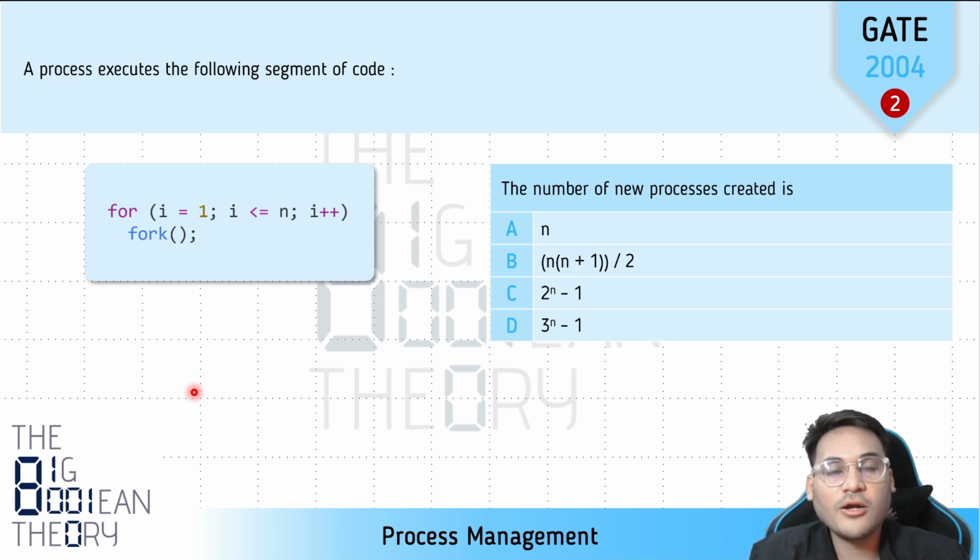This video is part of a lecture series on operating systems, and within this video we are going to solve a GATE question. This question was asked in the year 2004 for 2 marks, and it is basically related to the fork system call. So let's read this question.